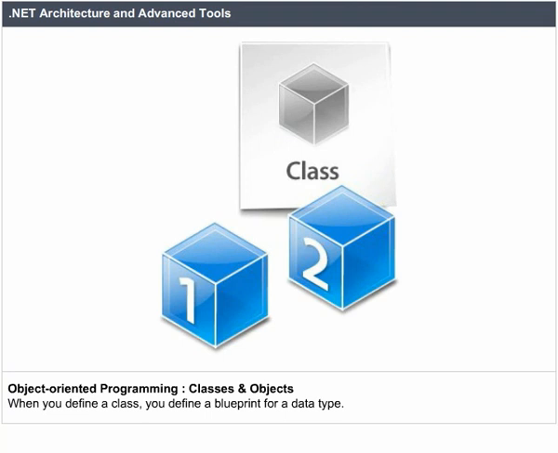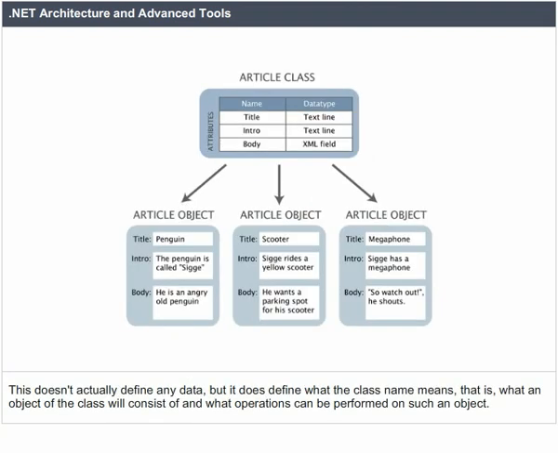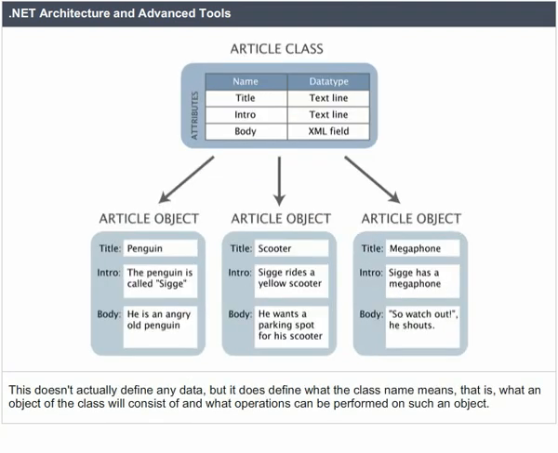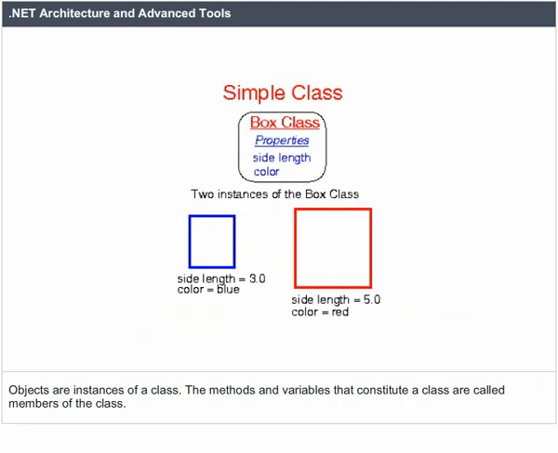.NET architecture and advanced tools. Object-oriented programming. Classes and objects. When you define a class, you define a blueprint for a data type. This doesn't actually define any data, but it does define what the class name means, that is, what an object of the class will consist of and what operations can be performed on such an object. Objects are instances of a class. The methods and variables that constitute a class are called members of the class.